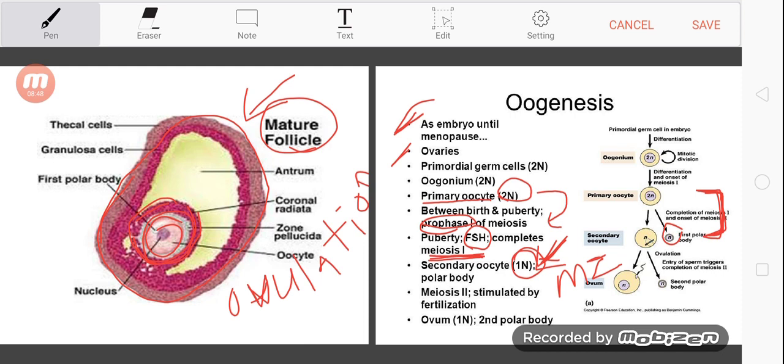But again, this secondary oocyte will arrest at metaphase 2. The continuation of meiotic division 2, from metaphase 2 into anaphase 2 and telophase 2, only happens, or is only initiated, by fertilization, when the sperm is present and tries to penetrate the egg. When penetration happens, meiotic division 2 will continue and complete. Then we get the ovum and the second polar body.